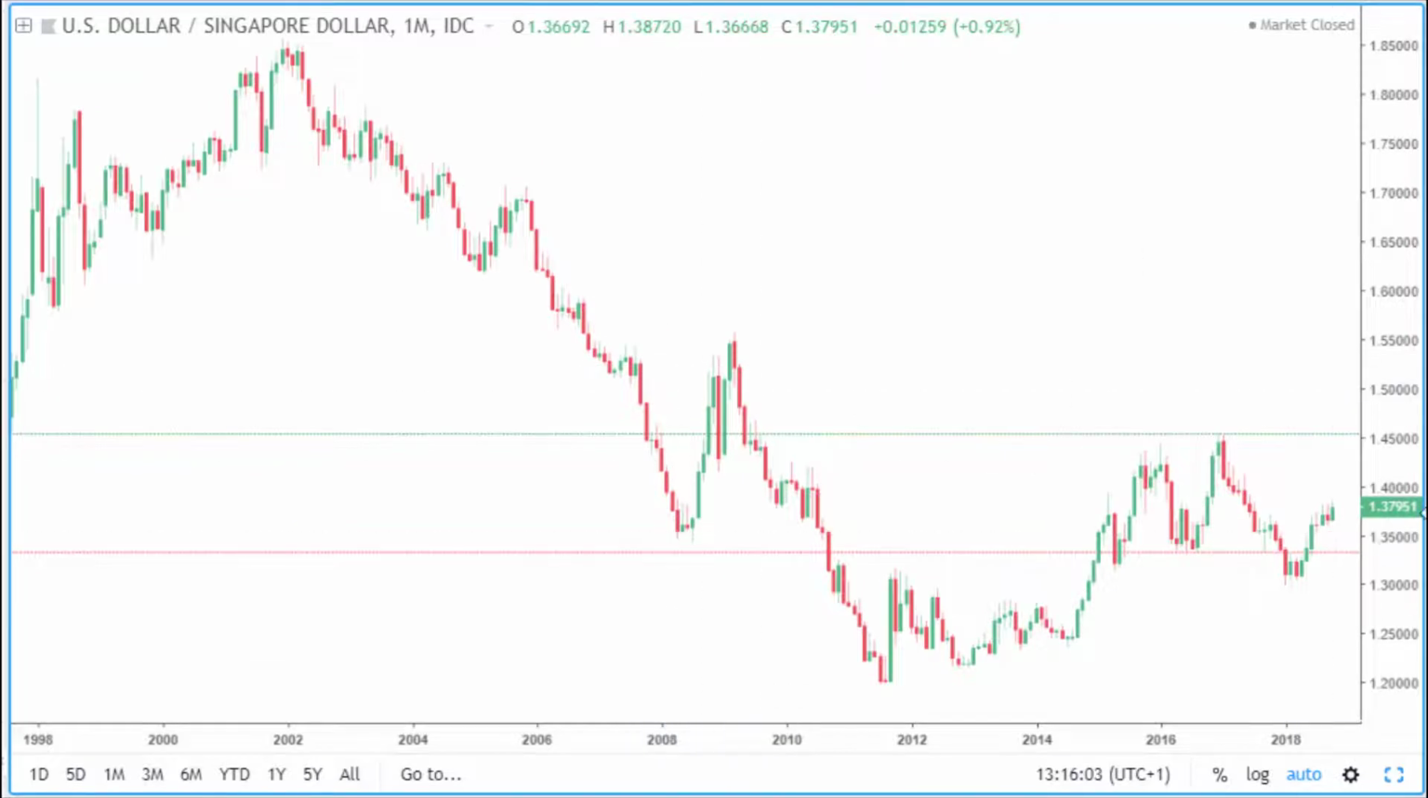If we look at the monthly time frame, price is currently between last year's low and last year's high. Price is finding strength to the upside. Price may find resistance around this round number, the 1.40 round number. If it does manage to break through that level, then we should see price try to reach this area of resistance.